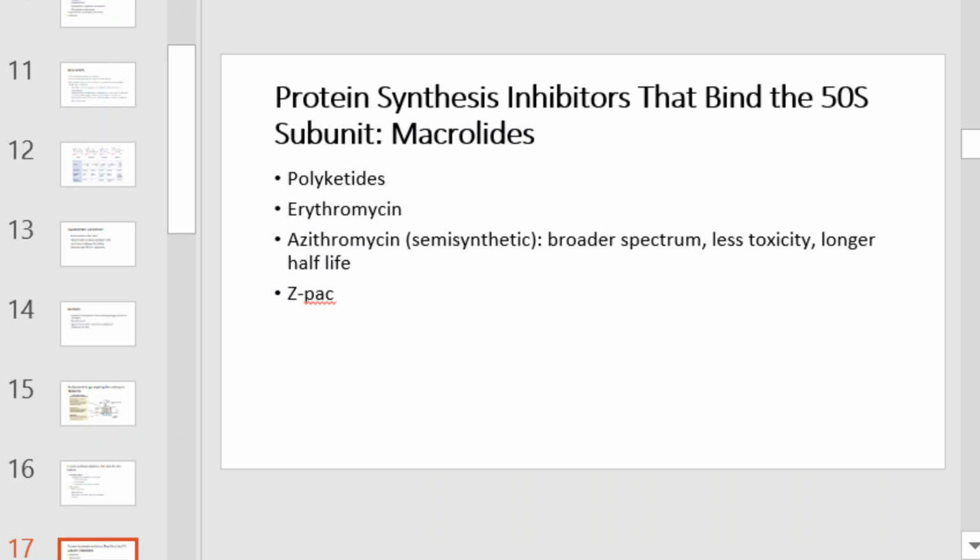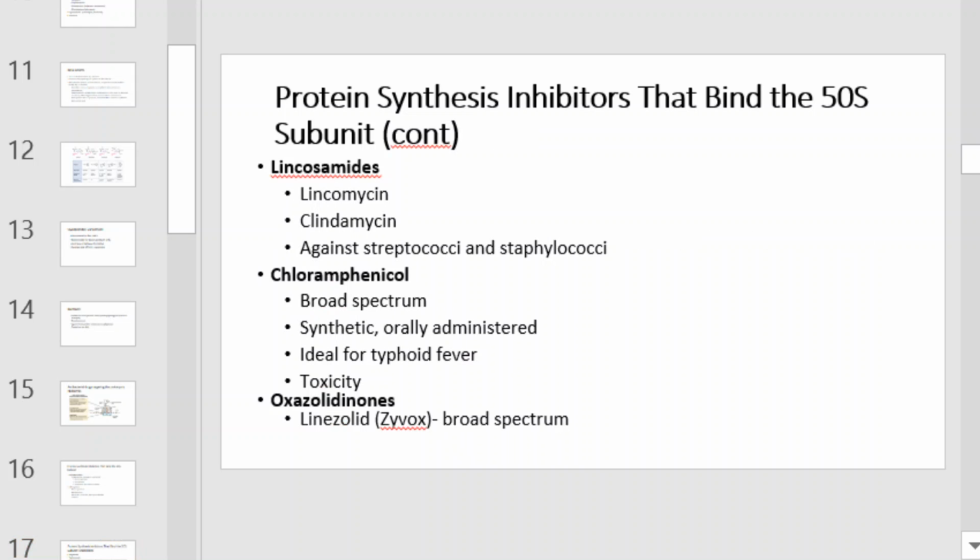Here we have an example of protein synthesis inhibitors that bind to the 50S subunit. Polyketides, erythromycin, and azithromycin are broad-spectrum antimicrobials that bind to the 50S subunit. Here are a few more protein synthesis inhibitors that bind to the 50S subunit. These are effective against things such as streptococci, staphylococci, and typhoid. They are considered broad spectrum and effective against a wide variety of microbes.